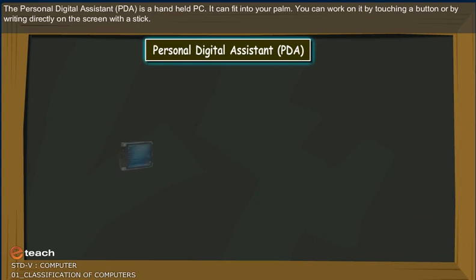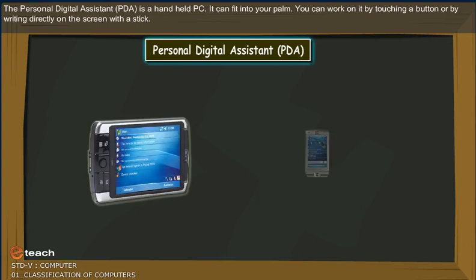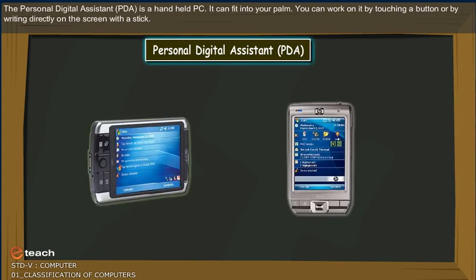The personal digital assistant, that is PDA, is a handheld PC. It can fit into your palm. You can work on it by touching a button or by writing directly on the screen with a stick.